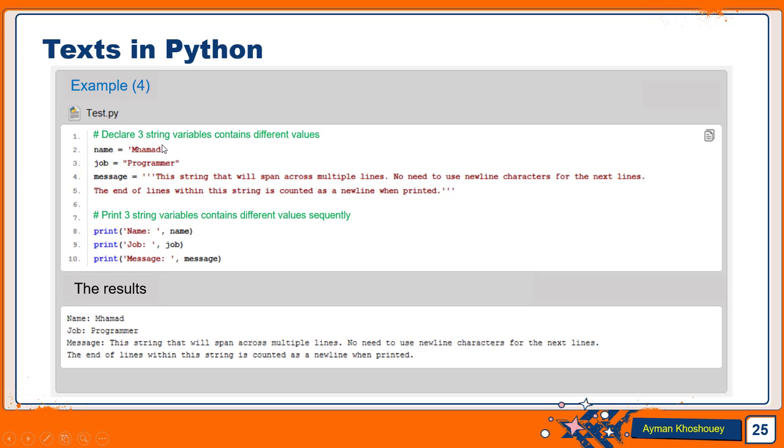Here, we declare 3 string variables containing different values. Variable called name equal Muhammad, variable called job equal programmer, and the message contains these 2 lines. If you print from here this variable, you get this result: name equal Muhammad, job equal programmer, and the message in 2 lines. We use here 3 quotes at the beginning and 3 quotes at the end.